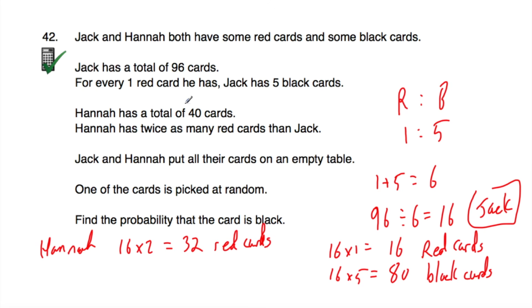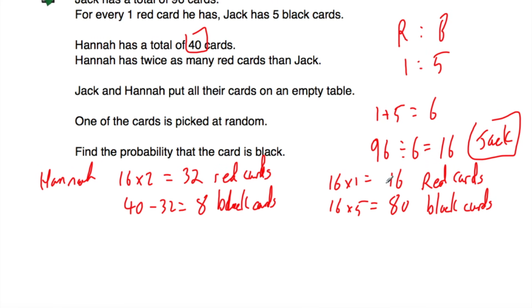And we know she's got a total of 40 cards. So if we do 40 take away 32, that's equal to 8 black cards. So Hannah has got 32 red cards and 8 black cards. Let's just check that. That is double the number of red cards, and they add together to be 40. So this is fantastic. We now know how many red cards and how many black cards each of them has. And we also know the totals: Hannah's got 40 and Jack has got 96 altogether.